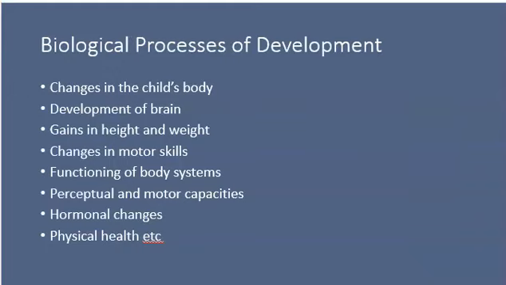Now we will see some biological processes of development. Biological processes involve changes in the child's body, and they also include genetics. Biological processes underlie the development of the brain, gain in height, gain in weight, changes in motor skills, and of course, hormonal changes. So basically, biological processes of development are based on changes in the human body, brain development, height and weight gain, motor skills development, functioning of body systems, perceptual and motor capacities, and physical health. These are all examples of biological processes of development.